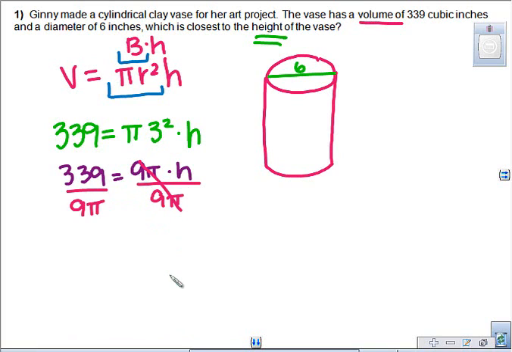You can divide by one at a time. You can divide by 9, get an answer, and then divide by pi and get an answer, or you can do it all at once. Either way is fine, as long as if you're doing it all at once, when you type this into your calculator, you put this in parentheses. Otherwise, it will just say divided by 9, and then the calculator will multiply by the pi instead of dividing. So if you are doing it all at once, don't forget parentheses. Okay, and when you enter that in, you get a grand total of approximately 11.99 inches for the height of our cylinder.